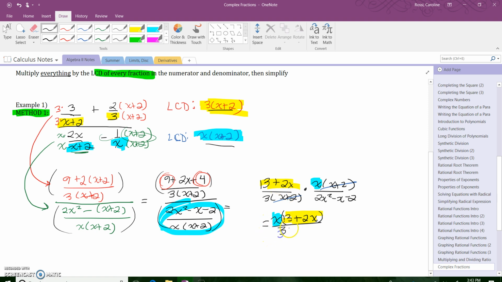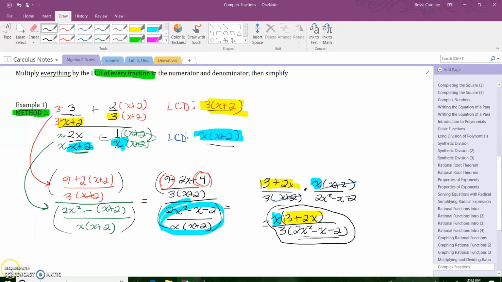Let's see, I have a 3 down here, and I have a 2x squared minus x minus 2. And we're done. If you were to try to factor this here, nothing would cancel on the numerator, so you are good to go to leave it like that. Now let's do this same problem, method 2.